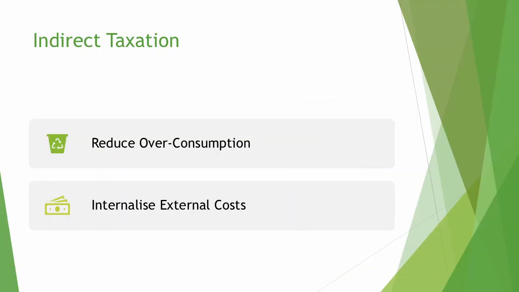The indirect taxation of demerit goods is the use of taxes on goods such as tobacco and alcohol to raise their prices. This deals with market failure as higher prices reduce overconsumption and internalize external costs. The short-term impact of the indirect taxation of demerit goods on the economy is higher prices and reduced consumption. The long-term impact of the indirect taxation of demerit goods on the economy is lower external costs and reduced strain on public services.